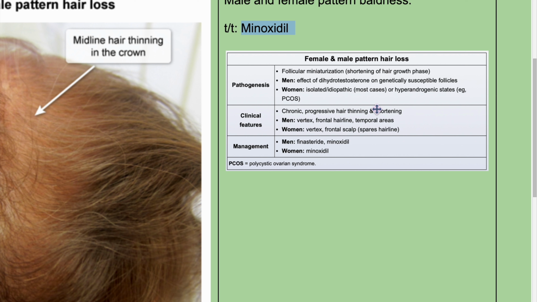Pathogenesis, follicular miniaturization, shortening of hair growth phase. In men, effect of dihydrotestosterone on genetically susceptible follicle, and for women, isolated idiopathic in most cases, or hyperandrogenic states like PCOS. Clinical features: chronic progressive hair thinning and shortening. Men, vertex, frontal hairline, temporal areas. Women are seen with hair loss in vertex and frontal scalp, sparse hairline. Management is, in men it's finasteride and minoxidil, and in women it's only minoxidil.